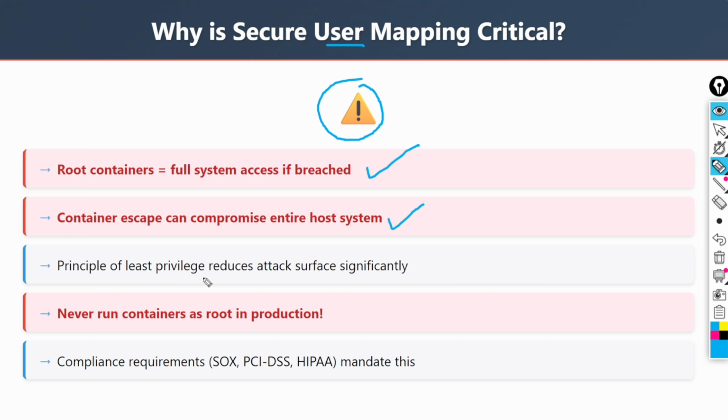The principle of least privilege obviously reduces the attack surface significantly. As we discussed in the earlier slide, whatever access is required by whom, that particular access is provided to that particular person only. Never run your containers as root in production. This is also one of the key points we need to consider. And for compliance requirements, especially SOX, PCI DSS, and HIPAA, secure user mapping is mandatory. That is why secure user mapping is very much critical.